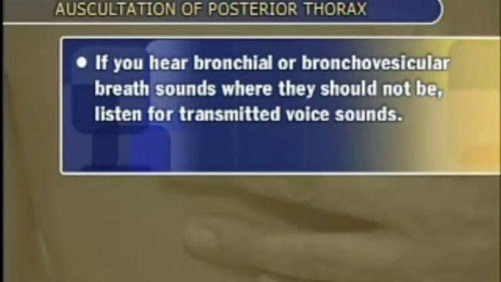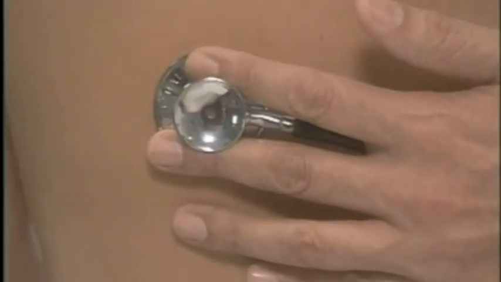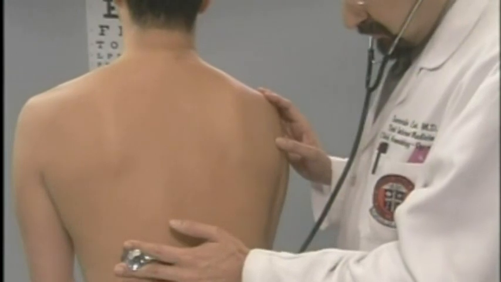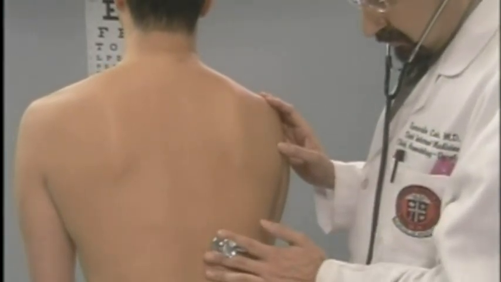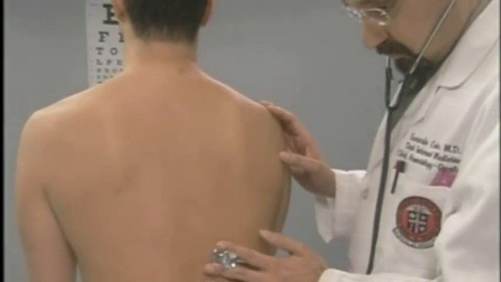If you hear bronchial or bronchovesicular breath sounds where they should not be, listen for transmitted voice sounds. While auscultating the chest, again ask the patient to say 99. Say 99. Voice sounds that are louder and clearer than normal, as in this example, are called bronchophony.